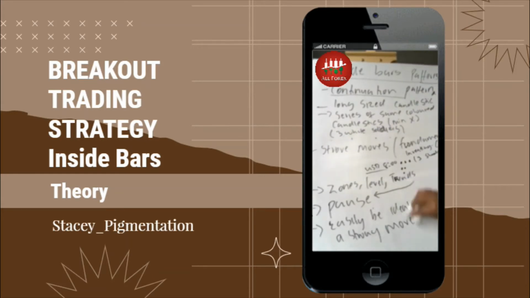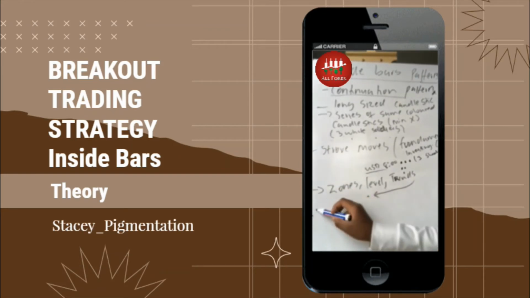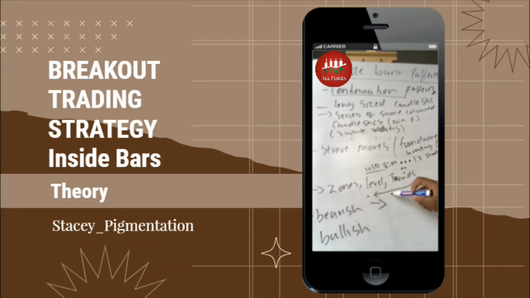And we have only two types of inside bars. We have a bearish inside bar, and also a bullish inside bar. We only identify a bearish inside bar when the market is strongly moving down, and a bullish inside bar, I'll just use IB, when the market is strongly moving up.